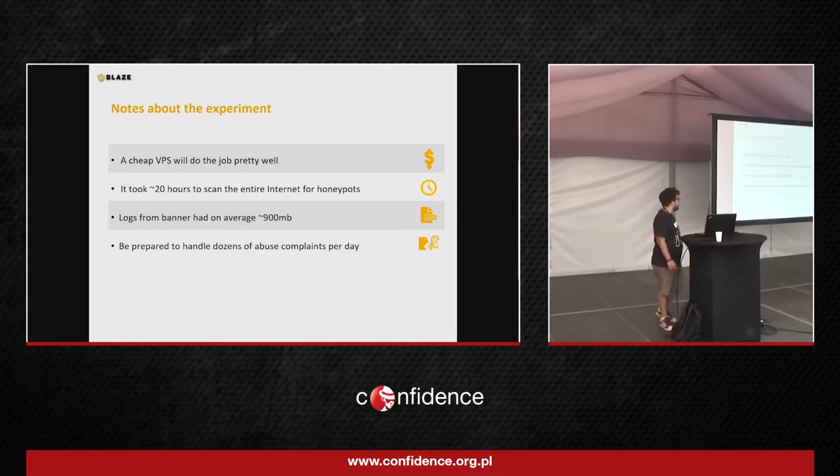But be prepared to handle dozens of abuse complaints per day. It turns out that Spamhaus and these people apparently don't know how to differentiate a simple TCP connect to port 22 from an actual active brute force. So I was always responding, saying I'm just doing some research. And after a month of getting complaints every single day, they just decided to freeze my VPS.